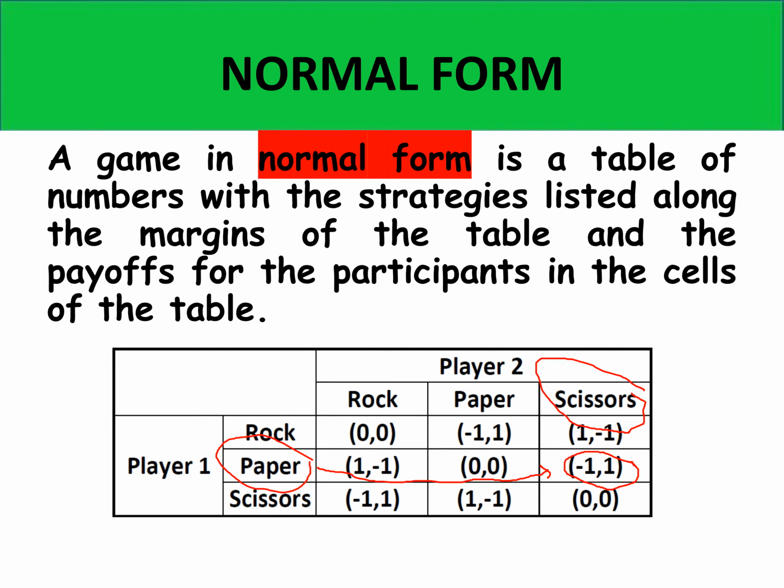The first coordinate, -1, is the outcome for the row player or player number 1. And the second coordinate, which is +1, is the outcome for player number 2, which is the column player. That is because scissors cut paper. So in that case, player 2 defeats player number 1.